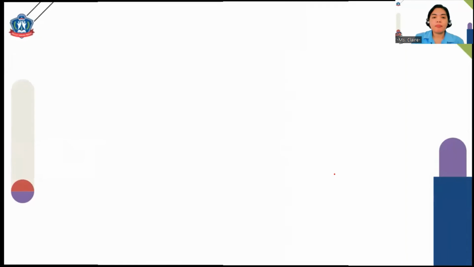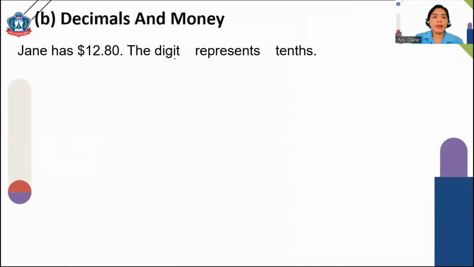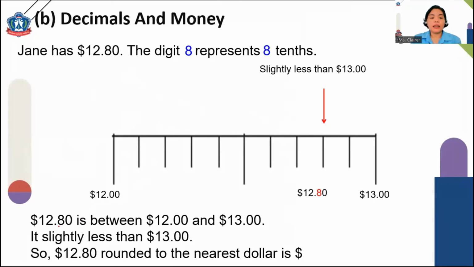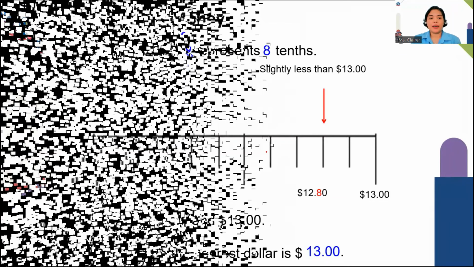Okay, next. Jane has $12.80. The digit 8 represents 8 tenths. So 8 tenths is here. It's nearer to $13 than to $12. So $12.80 rounded to the nearest dollar is $13. Okay, take note, P5.